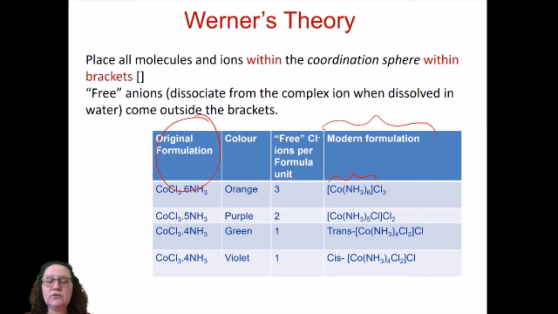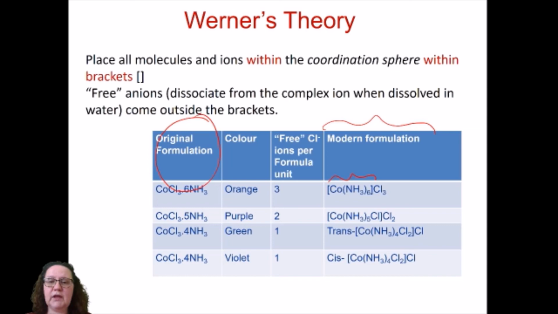And then outside those brackets, you put the free anions. The anions that are part of the molecule, they are part of the compound, but they are not directly attached to the cobalt. They are not part of that coordination sphere. So when you dissolve that compound, those will dissociate and be free in the solution.